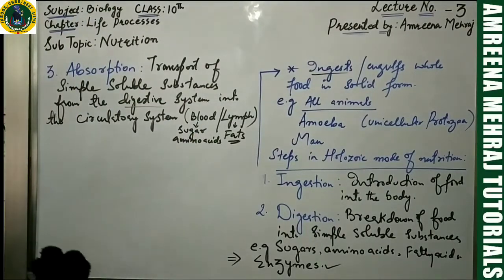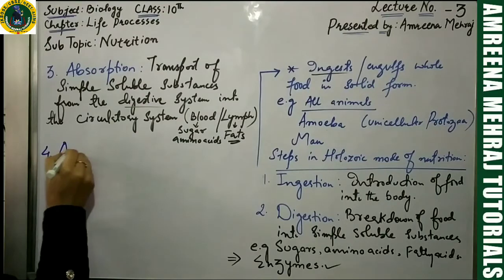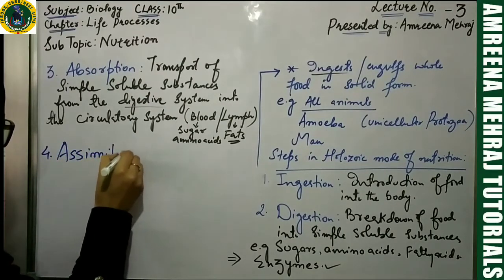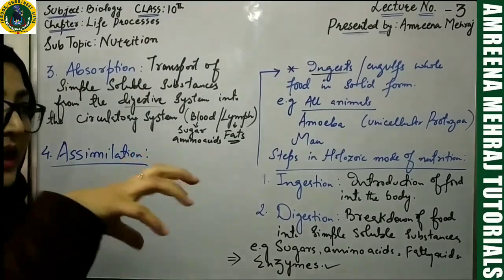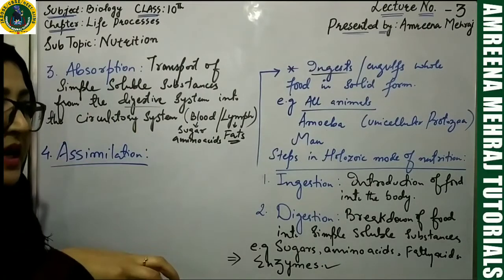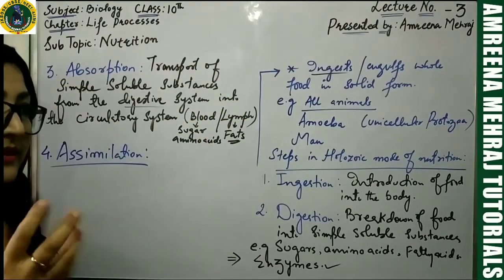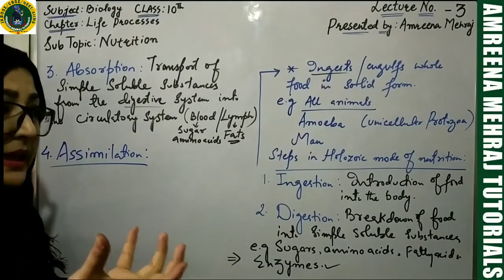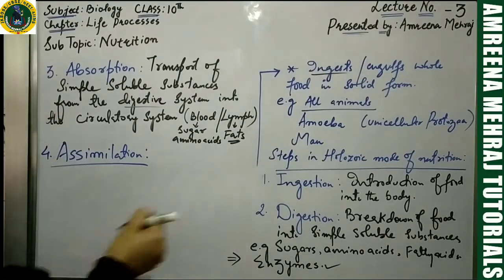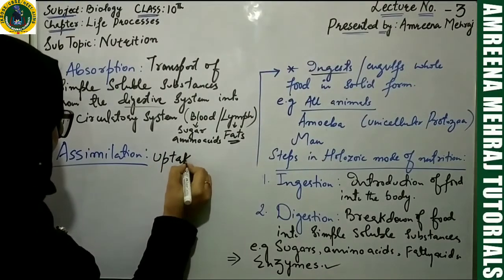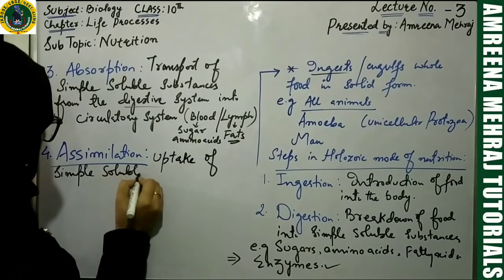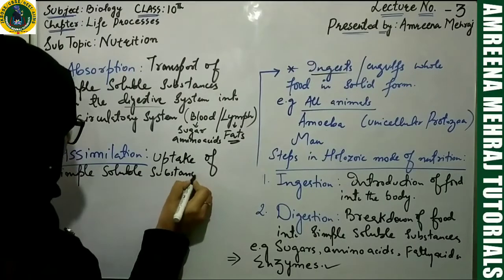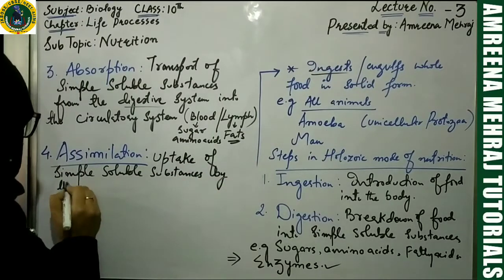Now, once absorption is done, the next step is assimilation. That is very, very important. In assimilation, you now have all the nutrients in the circulatory system, being transported with its help, but they are needed by the body cells. So assimilation involves the uptake of simple, soluble substances by the cells of the body.